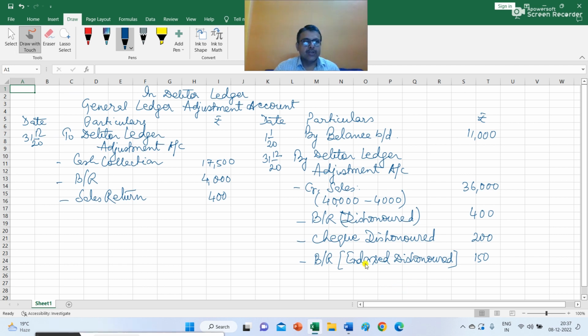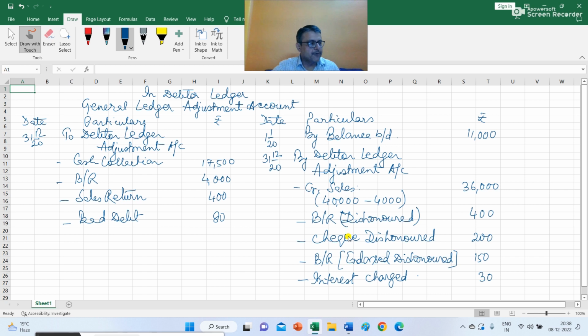Next is bad debt written off. Your journal entry is general ledger adjustment account debit to debtors ledger adjustment account, and the amount is for bad debt, rupees 80. Next is interest charged to customer. Interest charged will increase the amount of debtors, so on the credit side I write interest charged, rupees 30. Next item is bad debt previously written off recovered, rupees 60. The journal entry for this transaction is cash account debit to P&L, and I have to ignore it because it has no place in the debtors ledger.